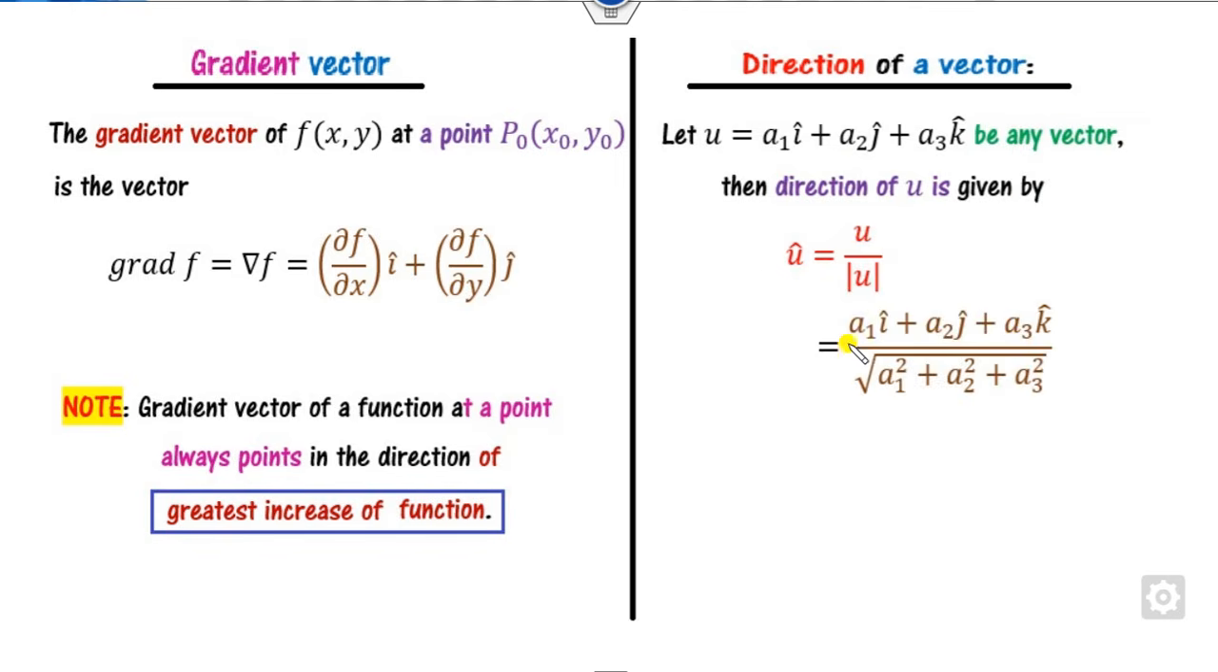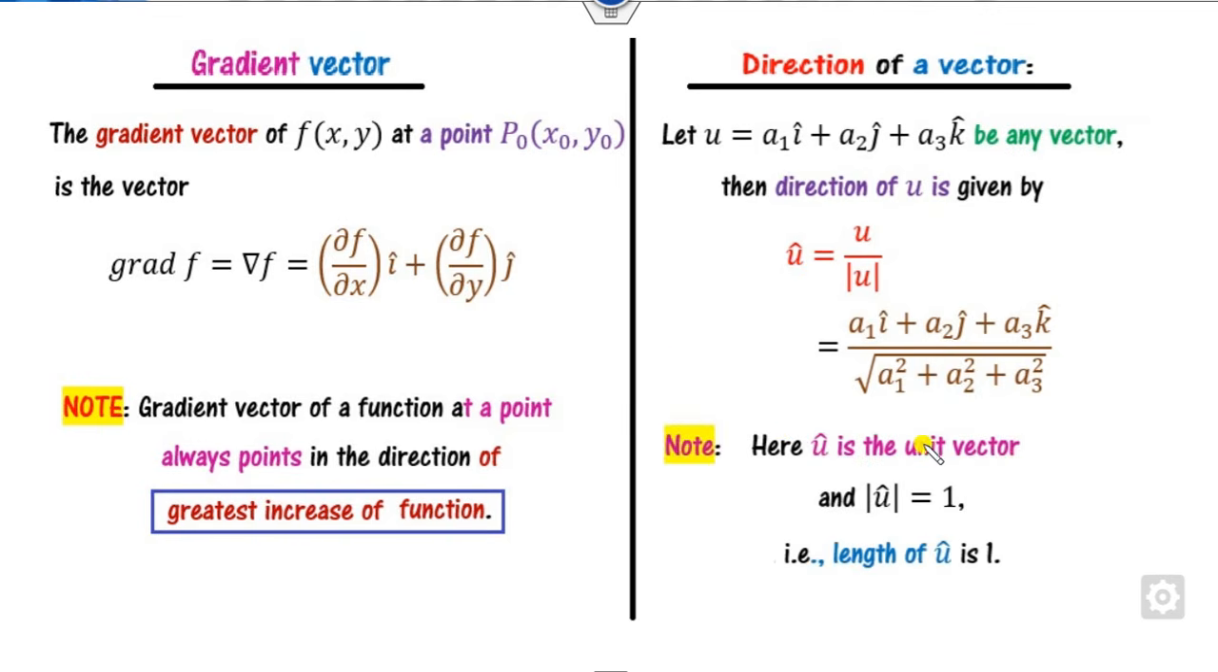So we all know how you can compute this. In other words, the direction is nothing but what is called the unit vector. We know how to write the unit vector, u cap. So u cap is a unit vector, and since it is a unit vector, its length will be 1.